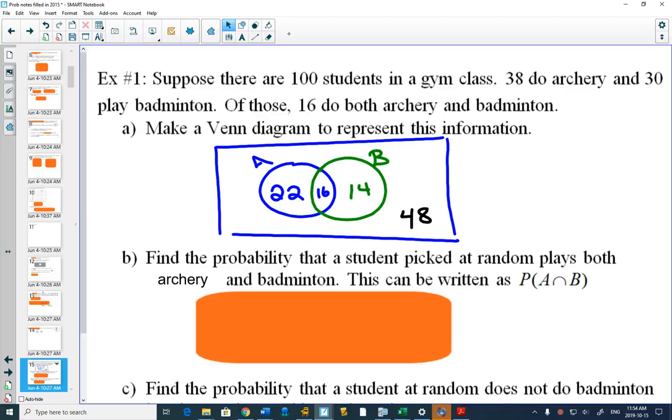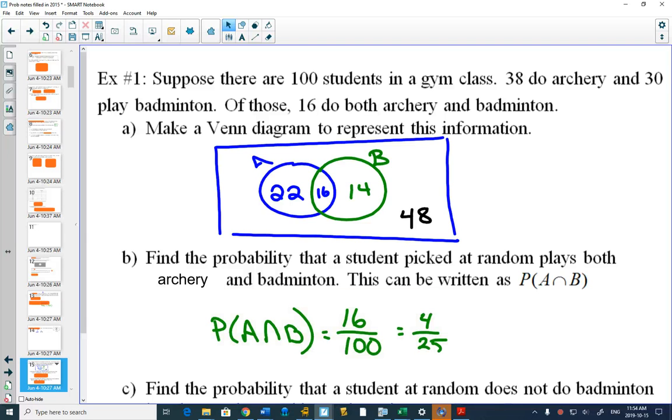Find the probability a student picked at random plays both archery and badminton. This is probability of A and B. Well, we could have done that without our Venn diagram. If I add up these numbers inside the circles, this is 30, 52. Okay? It doesn't add up to 68, even though we have 38 and 30, right?